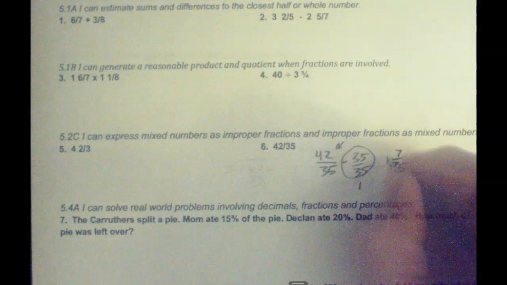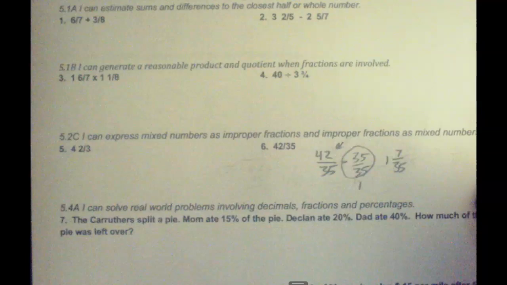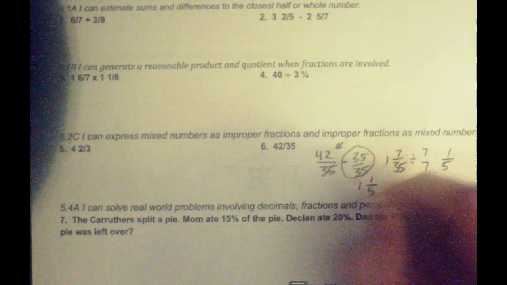Now, 17/35ths isn't the simplest form, so if you divide the top and the bottom there by 7, 7 divided by 7 is 1, 35 divided by 7 is 5. You have 1/5, so it's 1 1/5. That's one way of doing it.